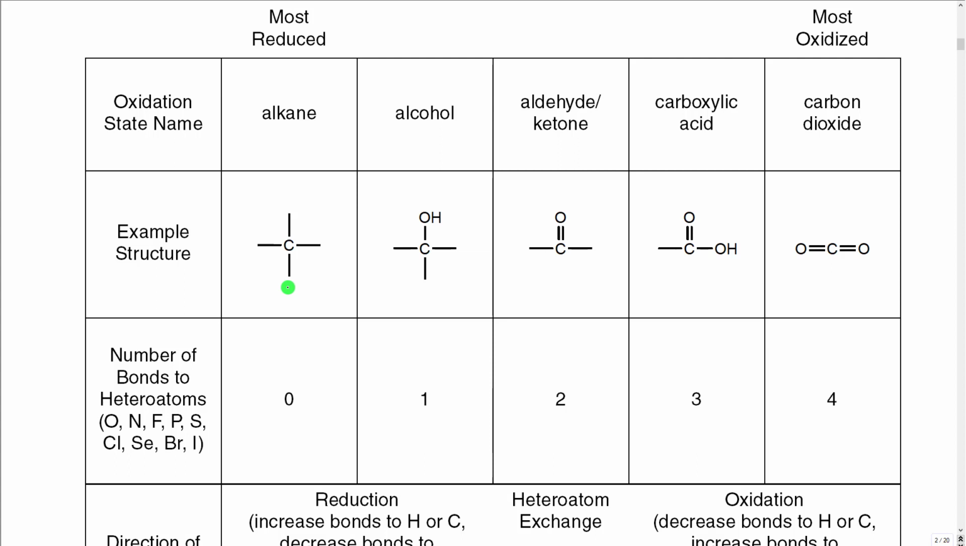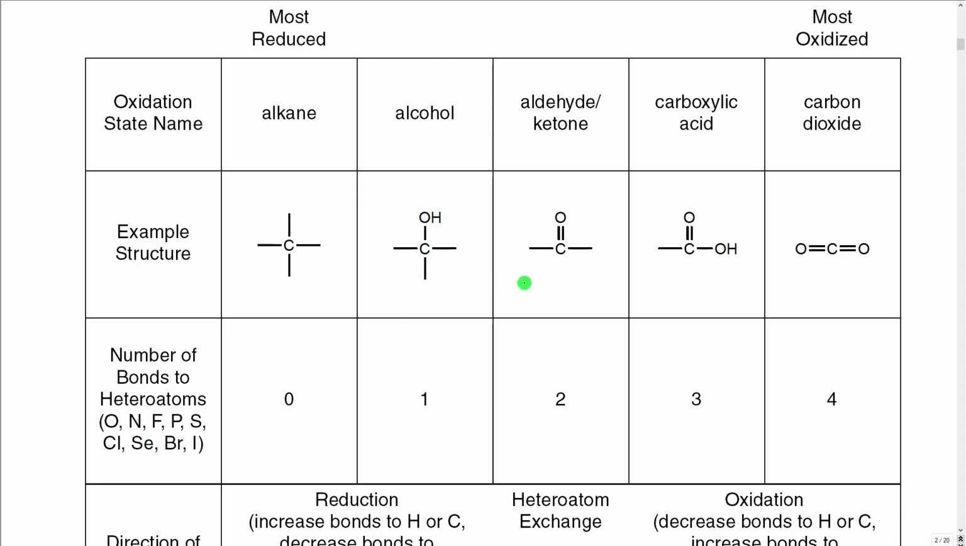As we increase the number of bonds to heteroatoms, for example, moving to an alcohol, where we have the central carbon with 3 bonds to carbon or hydrogen, and then 1 bond to an oxygen, that would be one step more oxidized. Note that because we're looking at bonds to heteroatoms, oxygen is a typical heteroatom, but there are other heteroatoms, for example, nitrogen, the halogens like fluorine, chlorine, bromine, and iodine, and then even electronegative atoms like phosphorus, sulfur, and selenium.